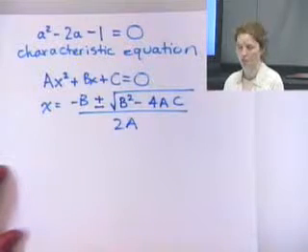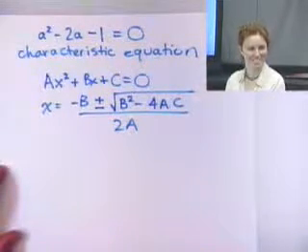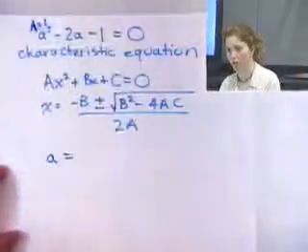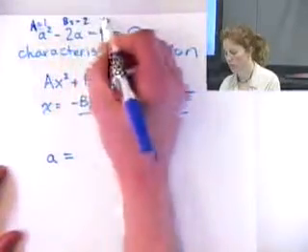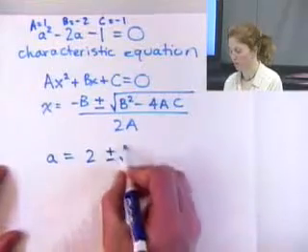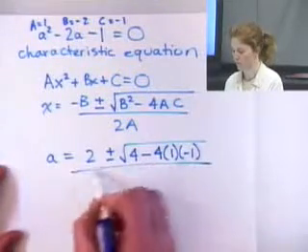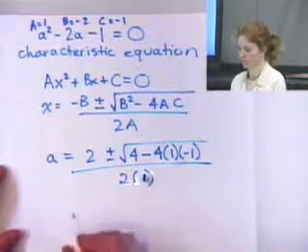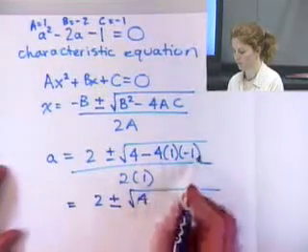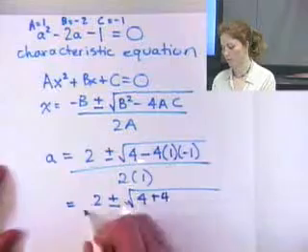And I apologize for using x before in the powers, and now I'm using x in the base. And we're really going to find little a. So in this equation, the capital A is equal to 1, capital B is equal to minus 2, and capital C is equal to minus 1. So little a is equal to 2 plus or minus the square root of 4 minus 4 times 1 times minus 1, all over 2 times 1. So this is 4 minus 4 times minus 1, so that's going to be 4 plus 4, all over 2.